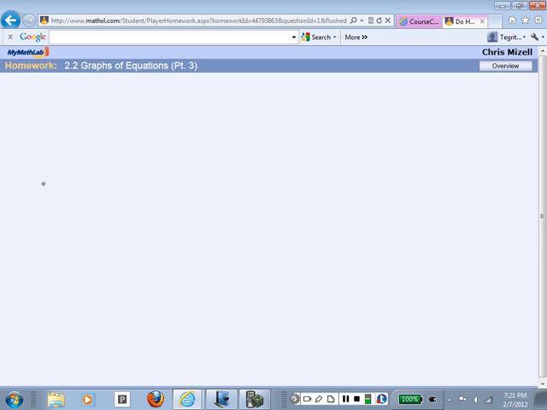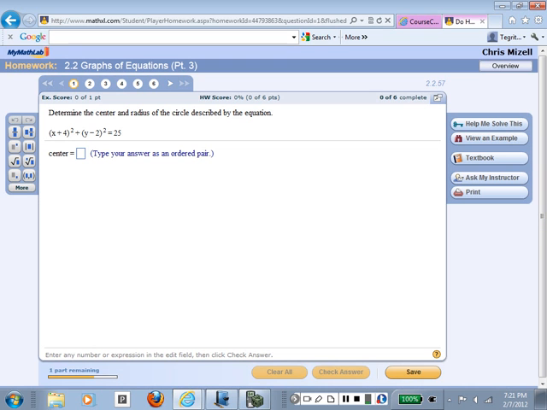This must be the circles section. Yep. Determine the center and radius length of the circle described by the equation.